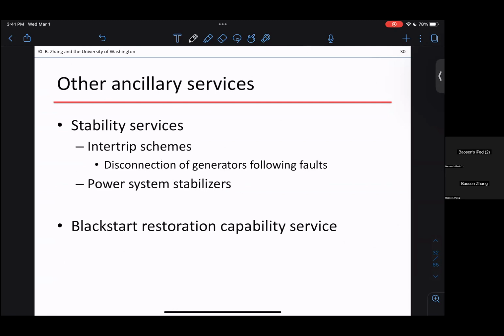Okay, so we're going to look at another one that's interesting. I'll say a few words about this. It's called Black Start Restoration Capability Service. What this means is, imagine you have a system that gets completely wiped out. The whole entire system got destroyed or stopped supplying power. Black start means a generator that can start when there's no other source of electricity.